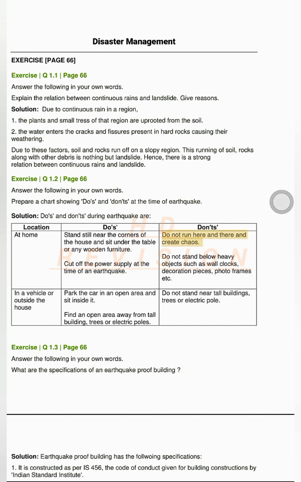Do not run here and there and create chaos. Do not stand below heavy objects such as wall clocks, decoration pieces, photo frames, etc. In a vehicle or outside the house. Park the car in an open area and sit inside it. Find an open area away from tall buildings, trees or electric poles. Do not stand near tall buildings, trees or electric poles.